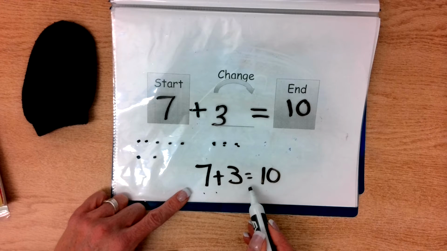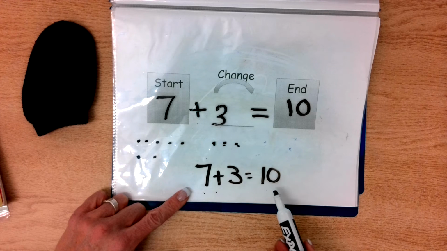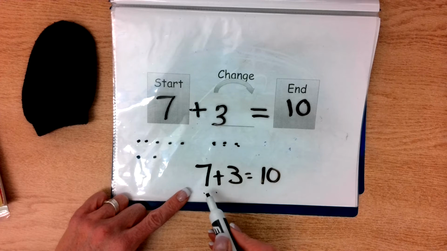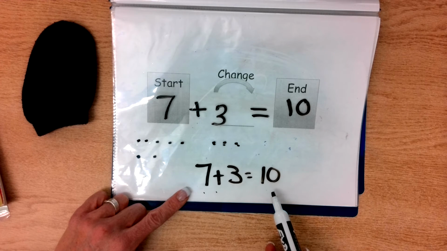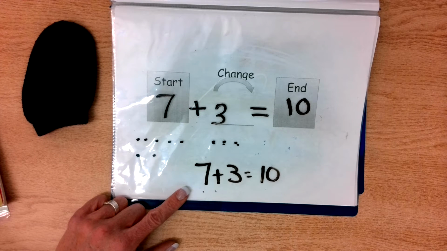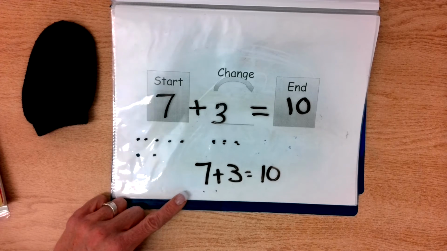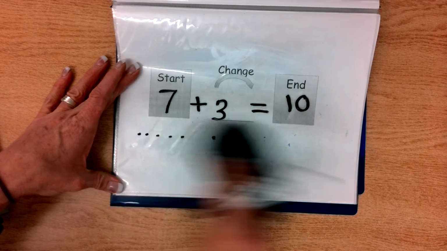And this equal sign means that what is on the left side is equal to what's on the right side. So it's saying that 7 plus 3 is equal to the number 10, or the number 10 is equal to 7 plus 3. Make sense so far? Let's try another one. Let's erase our boards.